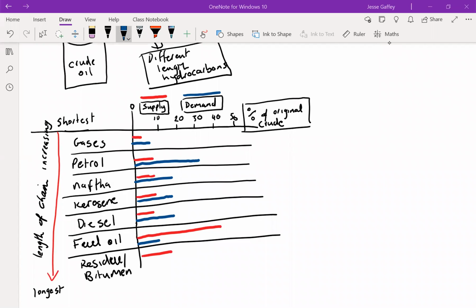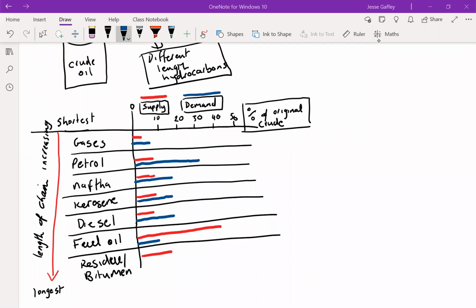This means that once all of the demand for fuel oil has been met, we will be left with surplus fuel oil, which has absolutely no use. And just like fuel oil, there is a smaller demand for residue and bitumen than is actually supplied. Again, this means that once we have met the demand, there is extra leftover residue and fuel oil than is required.